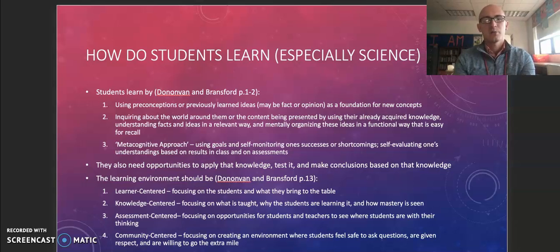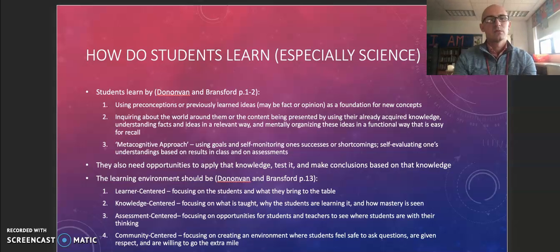And then the metacognitive approach they talked about is using goals and self-monitoring one's success or shortcomings by evaluating our understandings based off of what we've previously learned. They also need opportunities to apply that knowledge. It's not just simple fact recall anymore. It's applying, testing, and finding conclusions based off of what we just did.